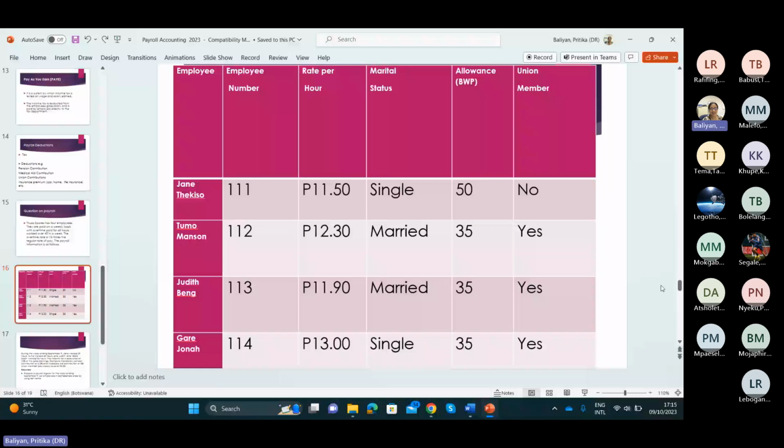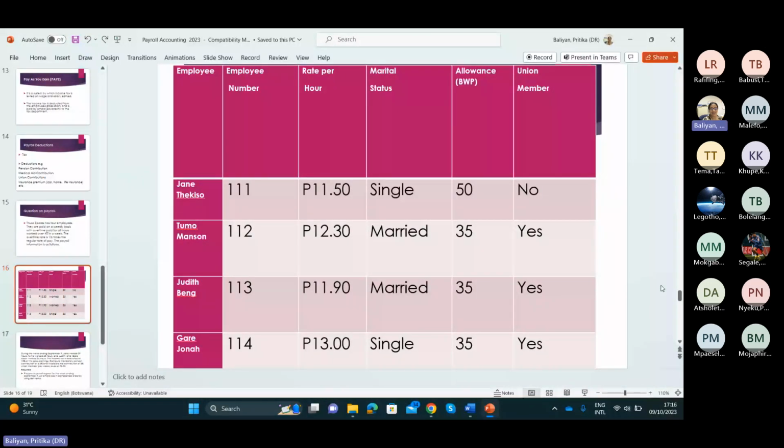Then there is a general allowance per week, which is given to these 4 employees. Jenny was paid 50 pula, Tumo 35, Beng 35, and Gare also the same amount. Some members are members of the union of the organization, some are not.